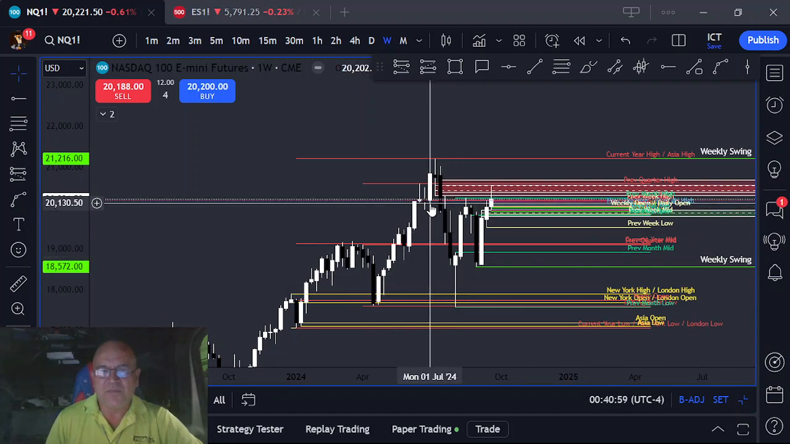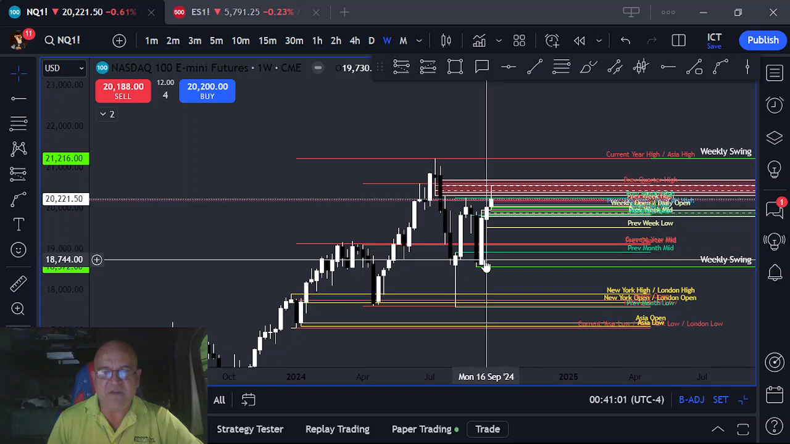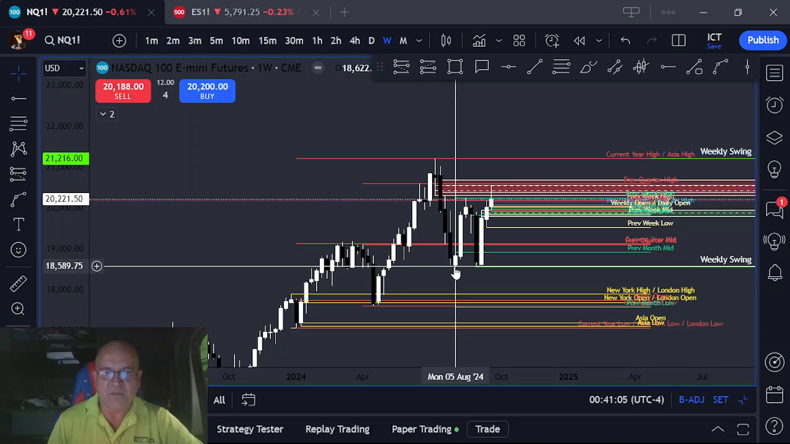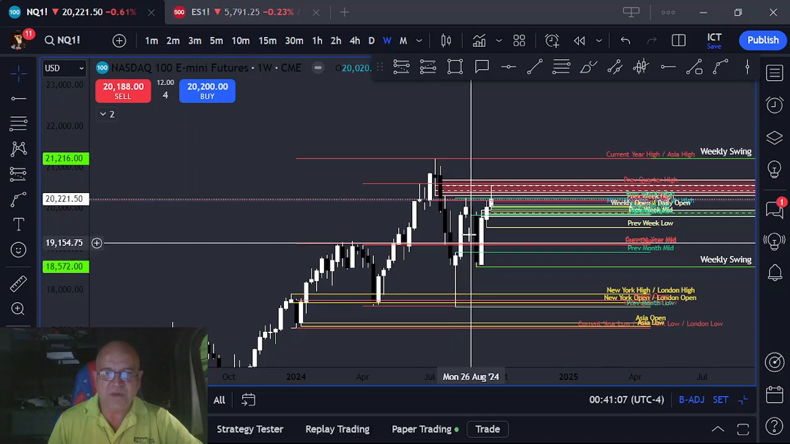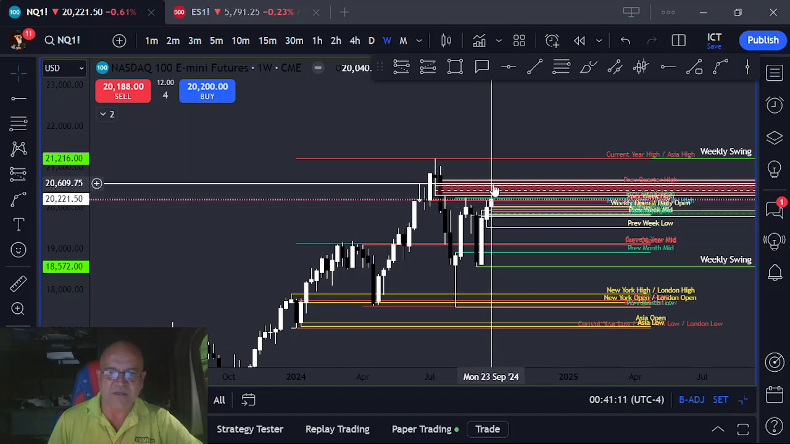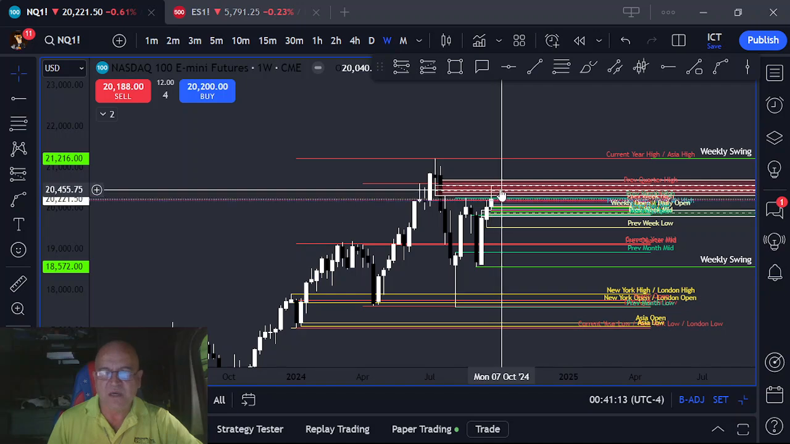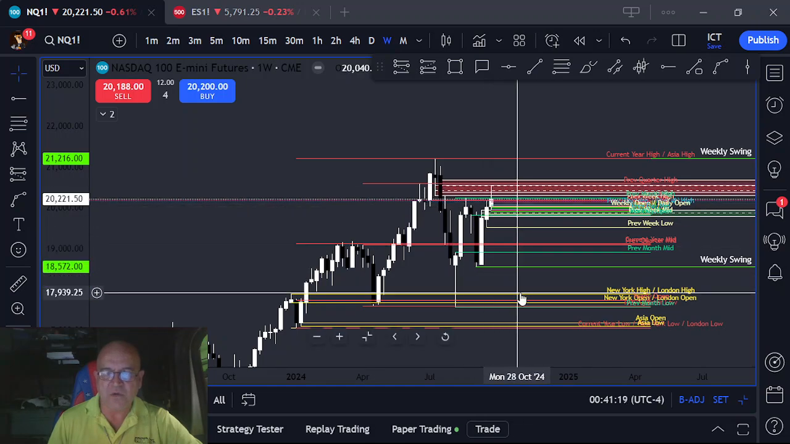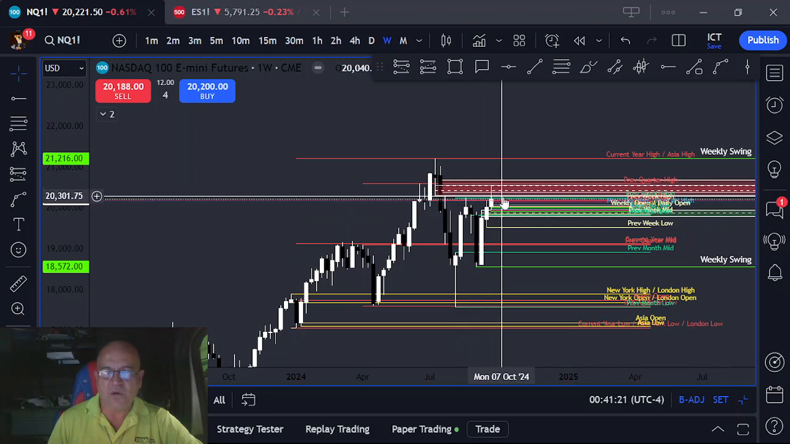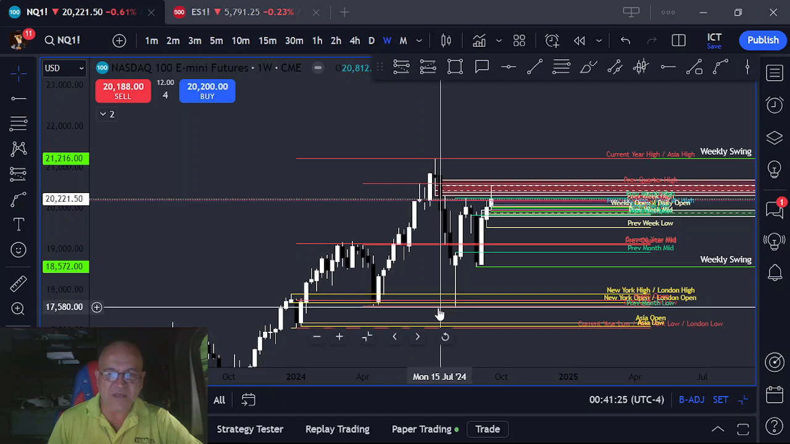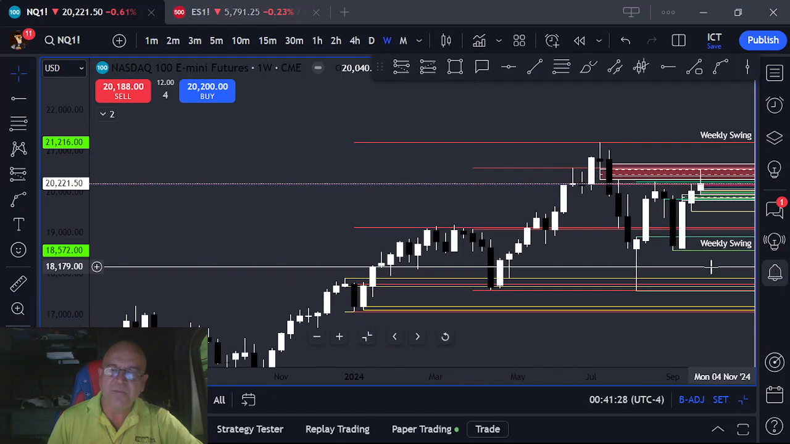But taking that into account, we pretty much have a range here in this area with the bodies, and we just broke out of that range and got rejected off this. I don't know if we can consider that a manipulation move to go lower, which I don't think so, and this is why.